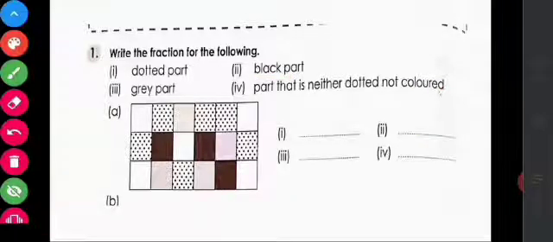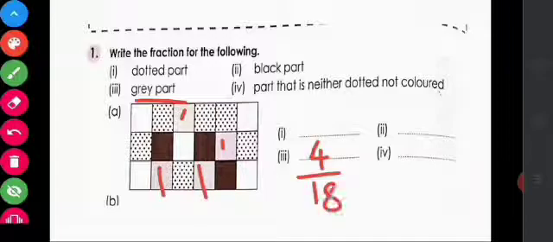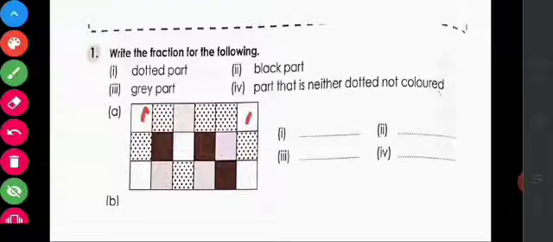And the next one, gray part. Number of gray parts, count 1, 2, 3, 4. 4/18. And the next one, the part that is neither dotted nor colored. Count 1, 2, 3, 4, 5. 5/18. What is the fraction of parts that are neither dotted nor colored? That is 5/18.